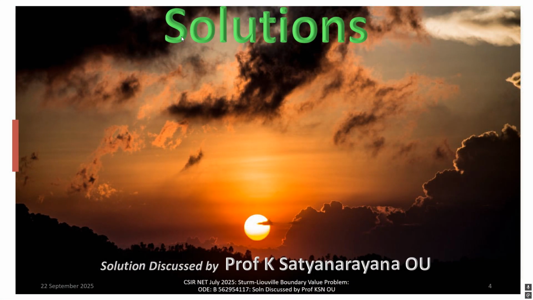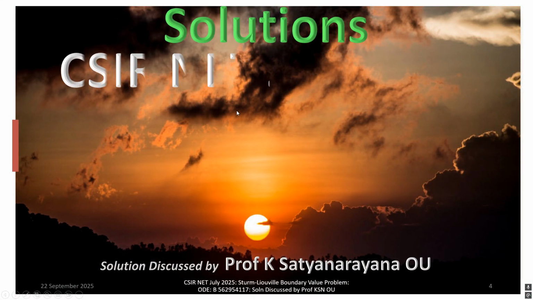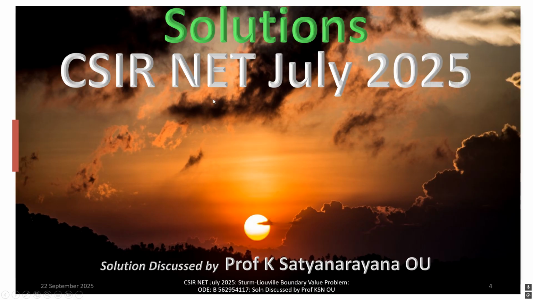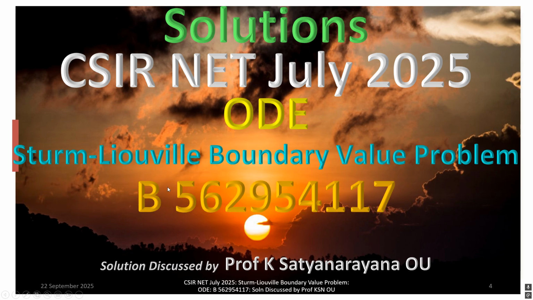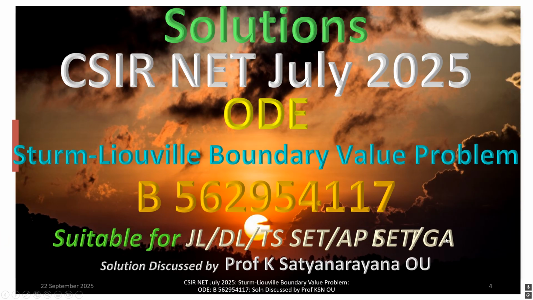We continue the discussion of the solutions of the problems that have appeared in the CSIR National Eligibility Test July 2025. In this video, we discuss the solution of a problem from the section Ordinary Differential Equations, and the problem is related to the Sturm-Liouville Boundary Value Problem. This problem is placed in part B, which is a multiple choice question, and it carries 3 marks. The question ID is 5629541117. Further, this question is suitable for all these examinations.